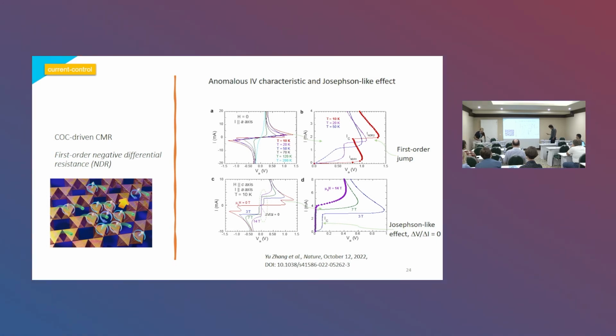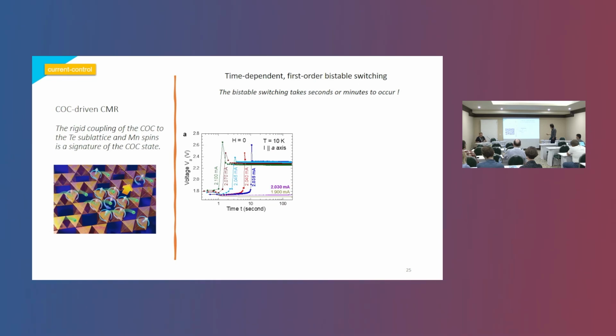Okay. So now I know my time is up. I'm almost done. The last piece of interesting behavior is a first order bistable switching. So this is voltage against time. If we apply current to the sample, for example, at 2.030 milliamps, nothing happens. But if we apply a slightly increased current, 2.035 milliamps, then all of a sudden, at the mark of 9 seconds, there is an abrupt jump and then a spike here and then it stabilizes here.